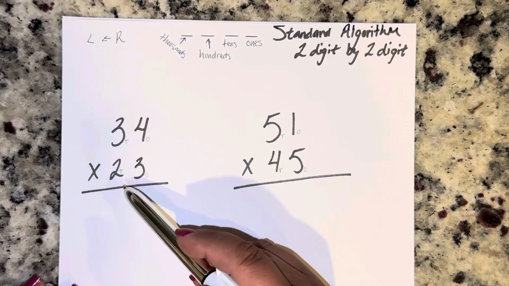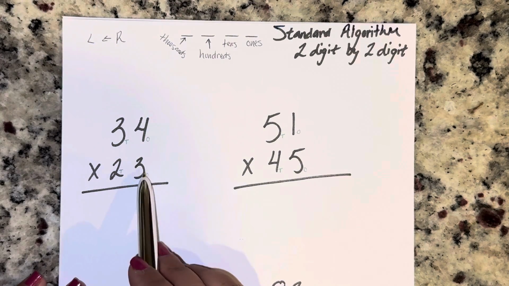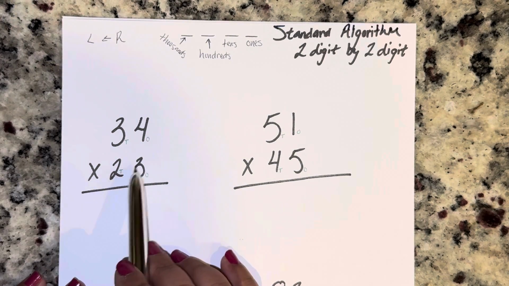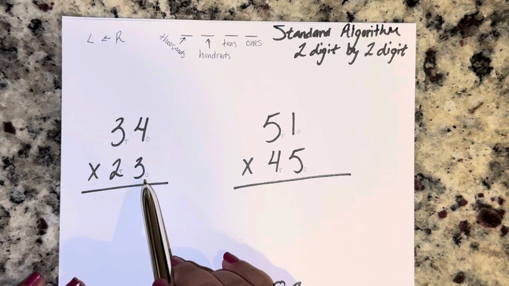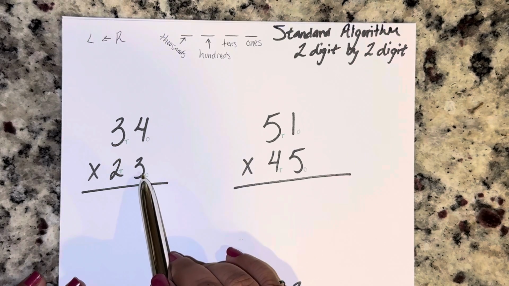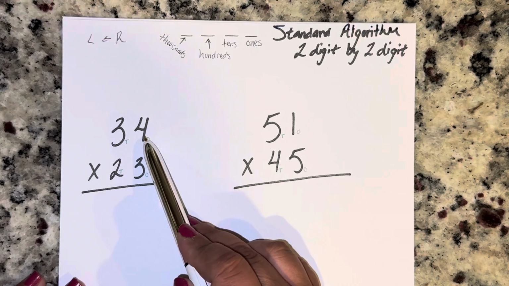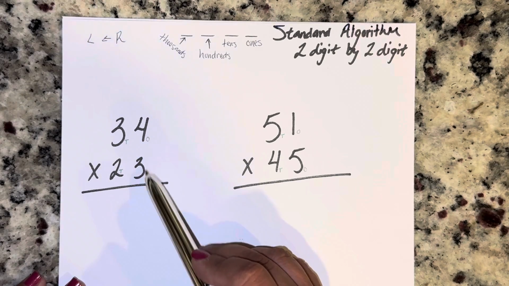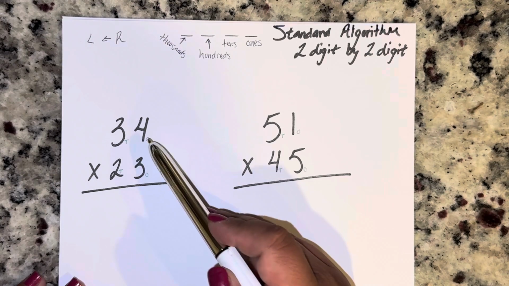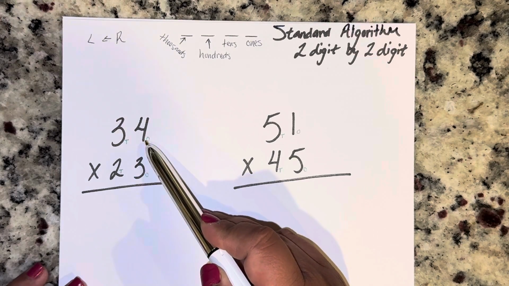So if we do 34 times 23, we always start at the bottom. That's what we're going to multiply with, okay? So we're going to start in our ones position, and we're going to do 3 times 4. Our 4 is also in our ones position. So we always start with our ones. 3 times 4 is 12.